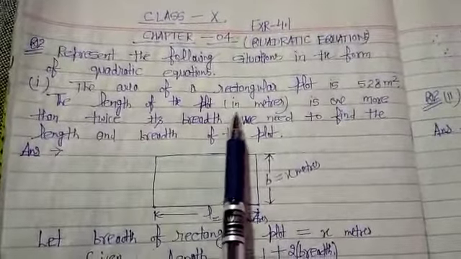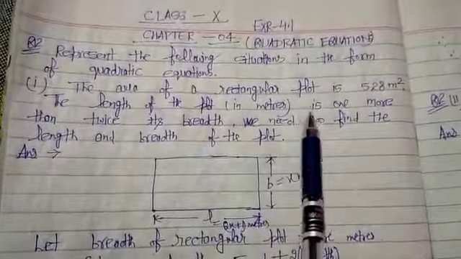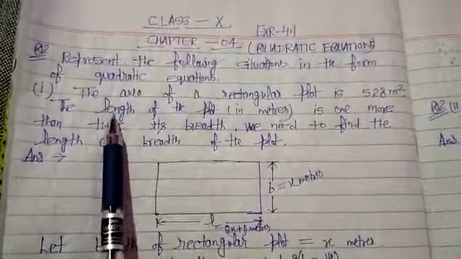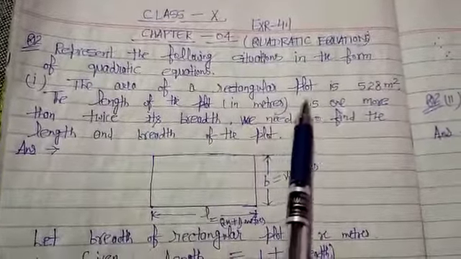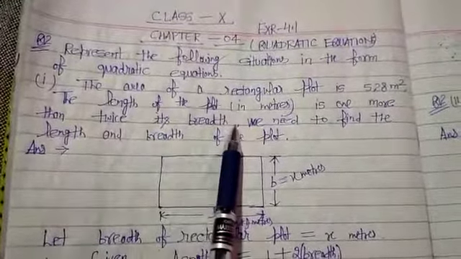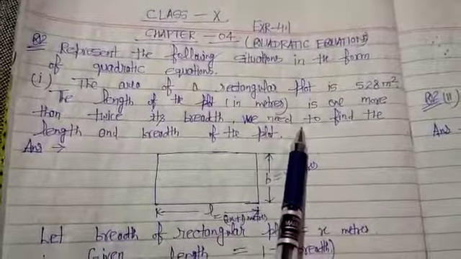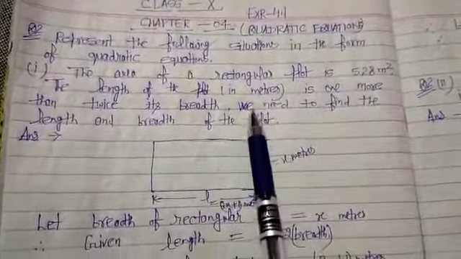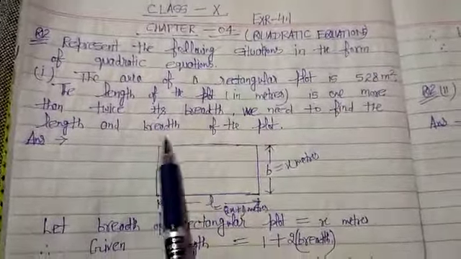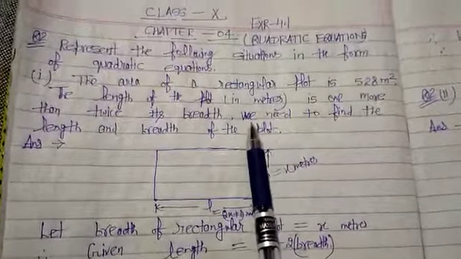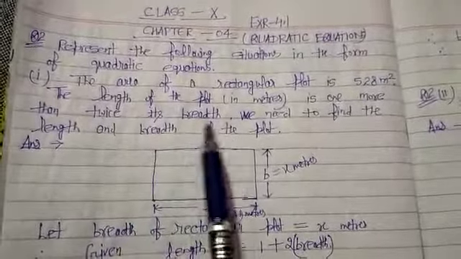The area of a rectangular plot is 528 meters square. The length of the plot in meters is one more than twice its breadth. We need to find the length and breadth of the plot. Instead of this, the examiner can ask to find the length and breadth of the plot. So we will frame the equations also and we will solve.